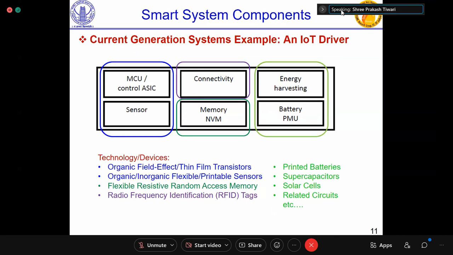In any case, whatever systems you design, any electronic system, be it a flexible electronic system or a rigid electronic system, you have to have some essential components. And what are those essential components? One thing, you have to have an application-specific integrated circuit, meaning ASIC, for that particular operation. And along with that, you can have some microcontroller unit. Then if the system has to be smart, the system has to have some sensors, right? It has to sense anything. So sensors are one component.